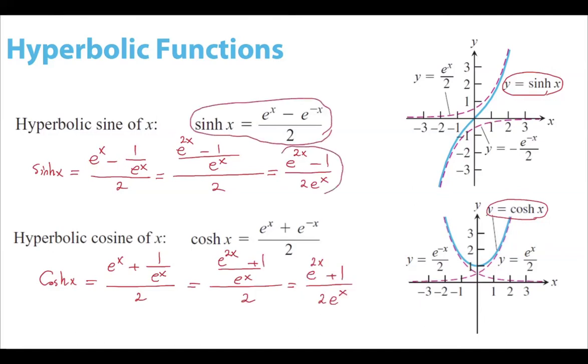Hyperbolic sine can be written as e to x minus e to power minus x divided by 2, or e to 2x minus 1 divided by 2 e to x. Hyperbolic cosine is e to x plus e to power minus x divided by 2, or equivalently e to 2x plus 1 over 2 e to x. Remember the graph of these types of functions as well. They are very useful.